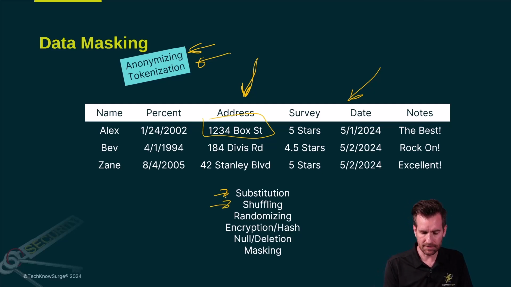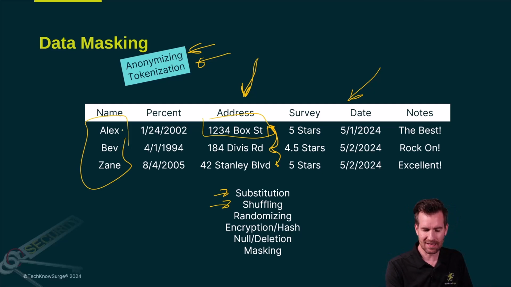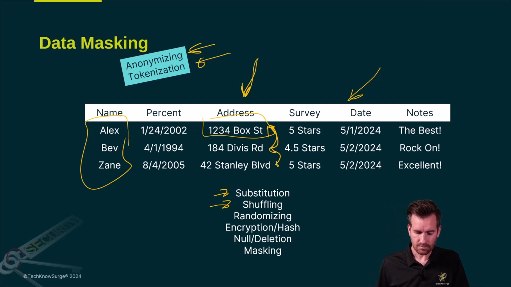Or we could do shuffling. If we shuffle this information around so that the address now resolves to different names, that has become more secure, because now it doesn't identify a specific person. It's all mixed up.